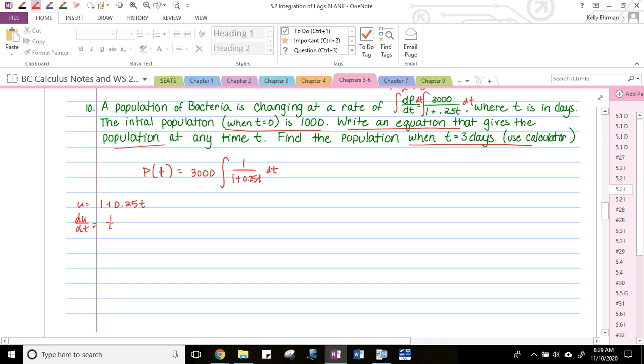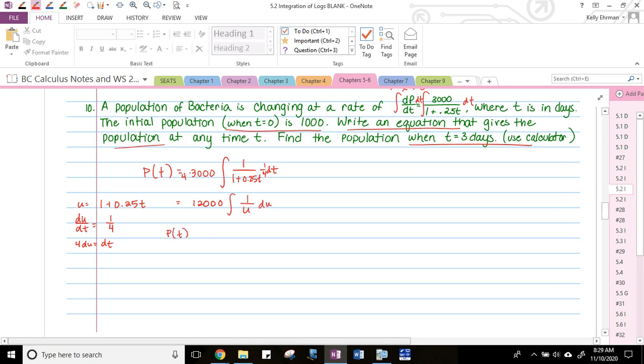So this would be 1/4, right? And so I don't have a 1/4, I just have a dt. So if I need a 1/4 in here, then I need to multiply by 4 on the outside. So we're not quite used to that. If you don't like that, solve for dt, and in for dt, you'd be subbing in a 4 du. I'm putting the 4 out in front because it's a constant. So instead of 3,000 out here, we actually have 12,000 times the integral of 1 over u du.